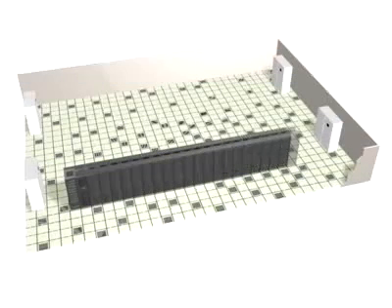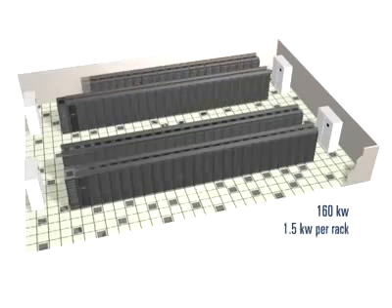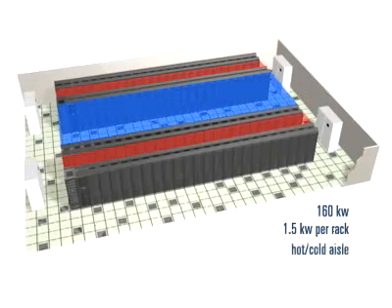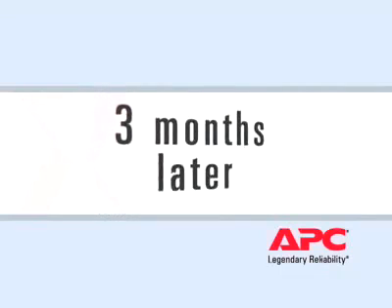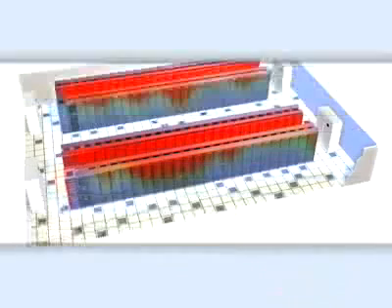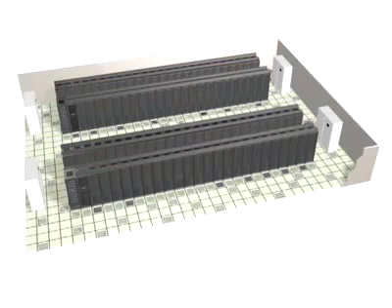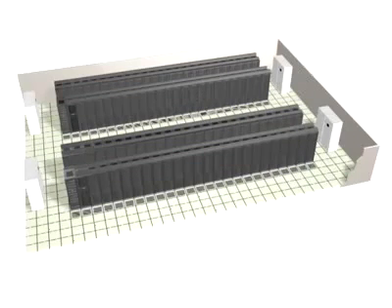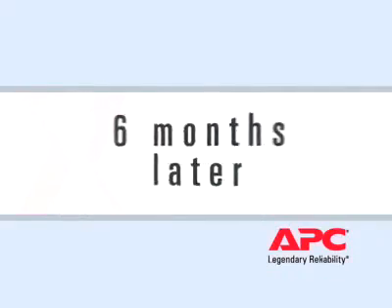Our data center manager starts with a 160 kilowatt cooling requirement, averaging 1.5 kilowatts per rack. He arranges the room in a hot-cold aisle configuration with 4 air conditioning units at the end of the hot aisles for optimal cooling. Within a few months, the data center manager notices that there are some spots in the data center with slightly varying temperatures due to a less than optimal floor tile arrangement. To remedy this, he rearranges the tiles, moving perforated tiles to only the cold aisle and directly in front of the racks. 6 months later, it's time for an IT refresh.